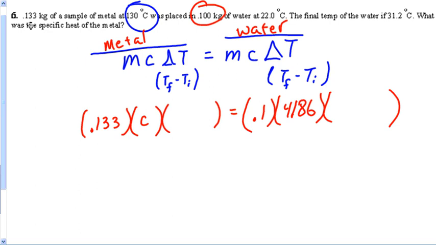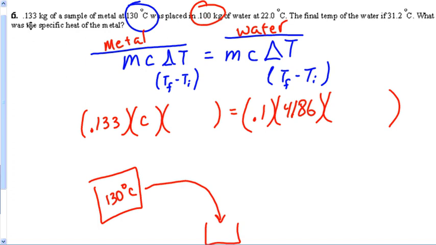This problem says that there was a hot piece of metal, 130 degrees Celsius, and that hot piece of metal was put into a cool glass of water. And it says that the water is 22 degrees. Now, obviously, what's going to happen here? The water is going to heat up and the metal is going to cool down. But here's the trick. Both of them have the same final temperature because they're sitting inside each other. And this is where everybody goes wrong.